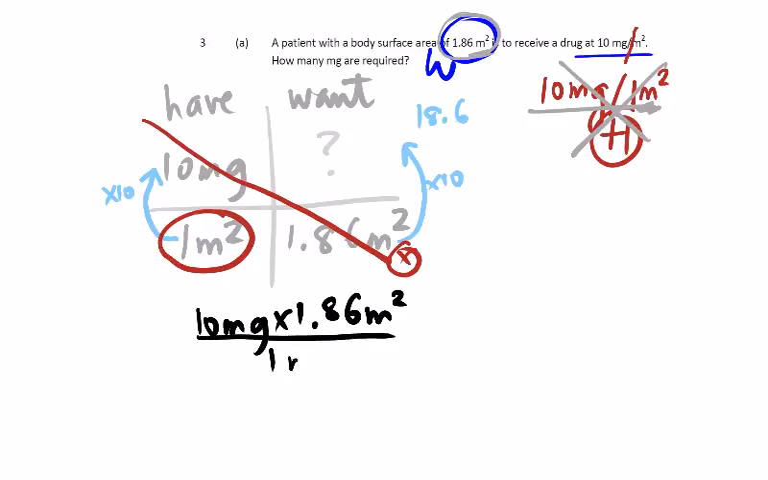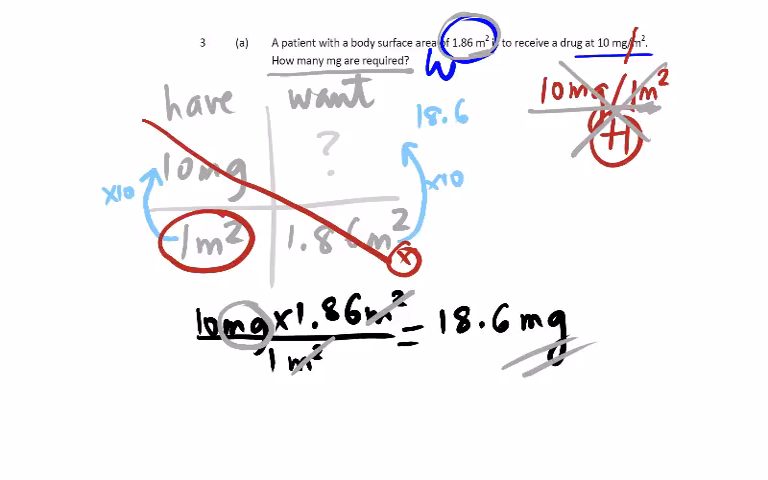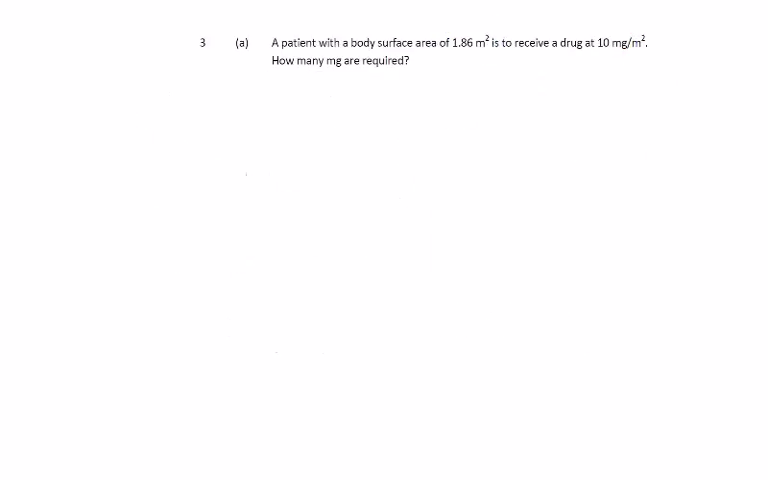Even though you might say that 1 won't make a difference, we want to be able to do this to cross off the meter squareds and also to be consistent with other problems when we don't have a 1. This guarantees our answer is in milligrams, and then all we need to do is multiply 10 by 1.86 and divide by 1. So we got the same, 18.6 milligrams. So reading the problem again, how many milligrams are required? 18.6 milligrams. So let's move on to part B of this problem.